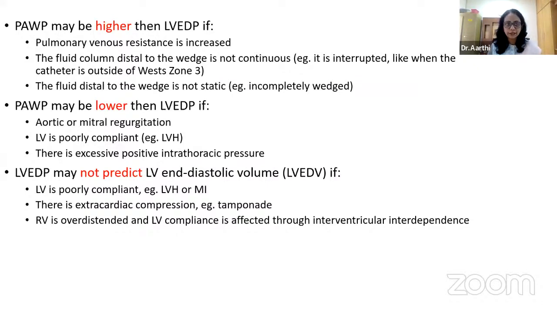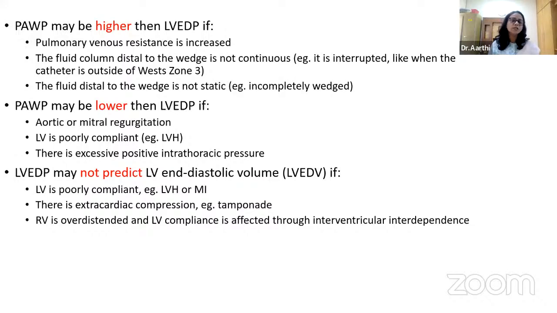But there are certain scenarios where the pulmonary arterial wedge pressure is not a direct reflection of the left ventricular end diastolic pressure. For example, when there is high pulmonary venous resistance, the measured distal pressure is actually higher. So pulmonary capillary wedge pressure will be higher than the left ventricular end diastolic pressure. And also when the catheter is not wedged in the appropriate position and there is still flow in the catheter distal to the wedging.